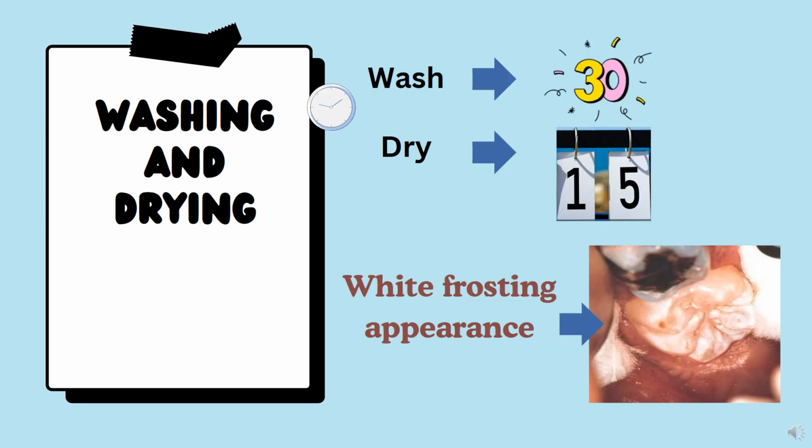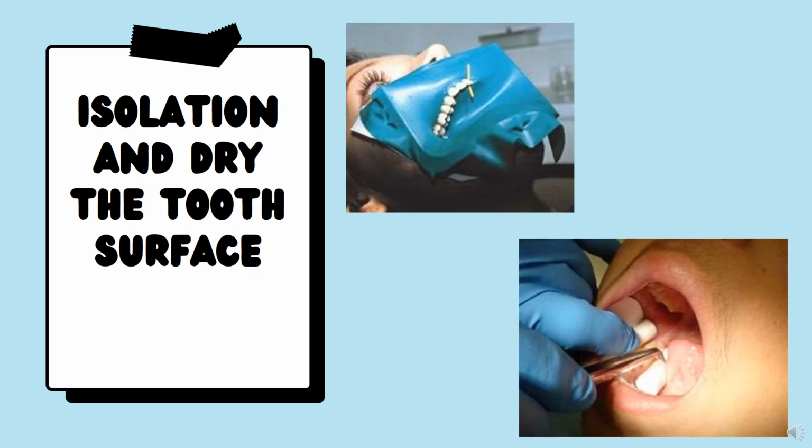Now washing and drying. Wash for 30 seconds. Then dry it for 15 seconds. Remember these two codes. Wash for 30 seconds and after that dry it for 15 seconds. Now what do you see after acid etching? You see a white frosty appearance. If you see this white frosty appearance, then there is a success in your etching. If this white frosty appearance is not seen, then repeat your etching again. Remember, this white frosty appearance is an important step for etching. If this is seen only, your etching is a success.